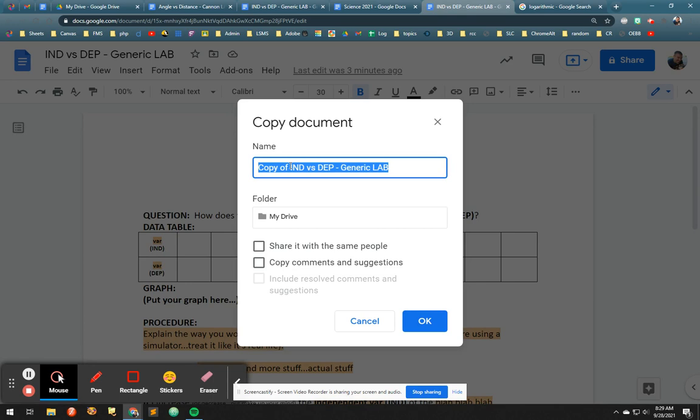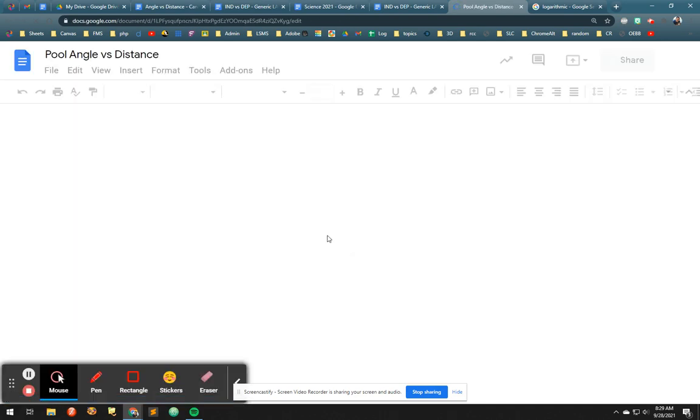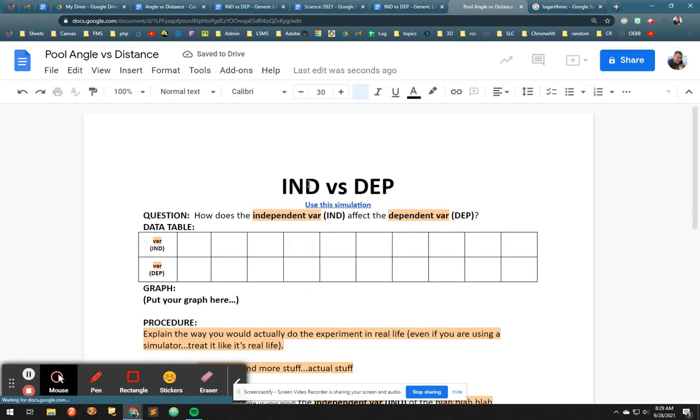And let's do, instead of independent, we'll say our name, and then it'll be angle versus distance. And it's not a generic lab. So wait for that to make a copy. And let's get right to it.